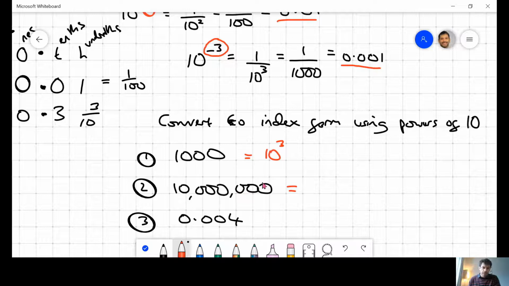This one, if it's ever a million, then it's 6. So if it's tens of millions, it's 7. It's 10 to the power of 7. This one, if we remember, we include this zero, 3 zeros, 10 to the power of negative 3.